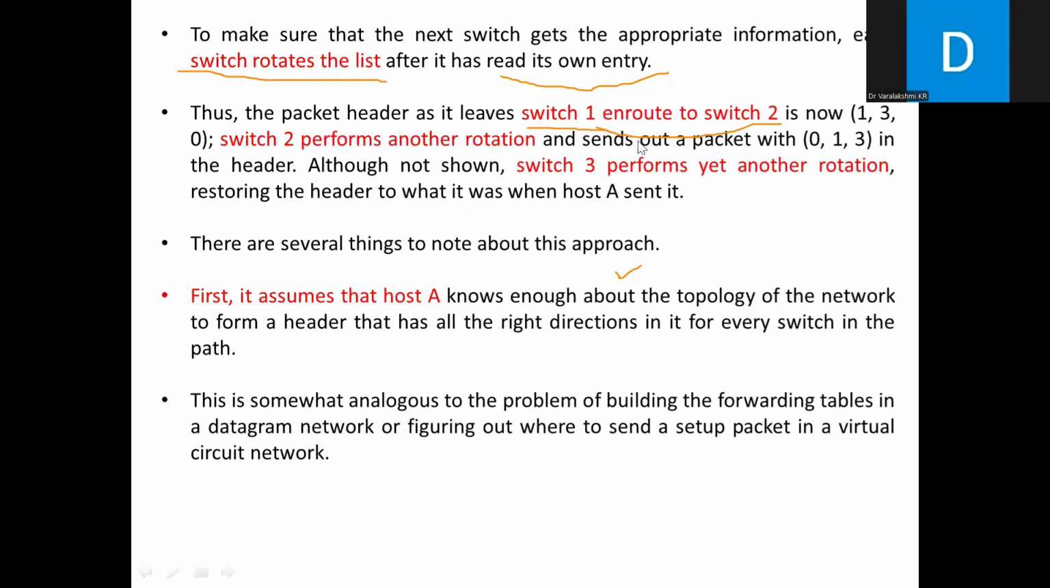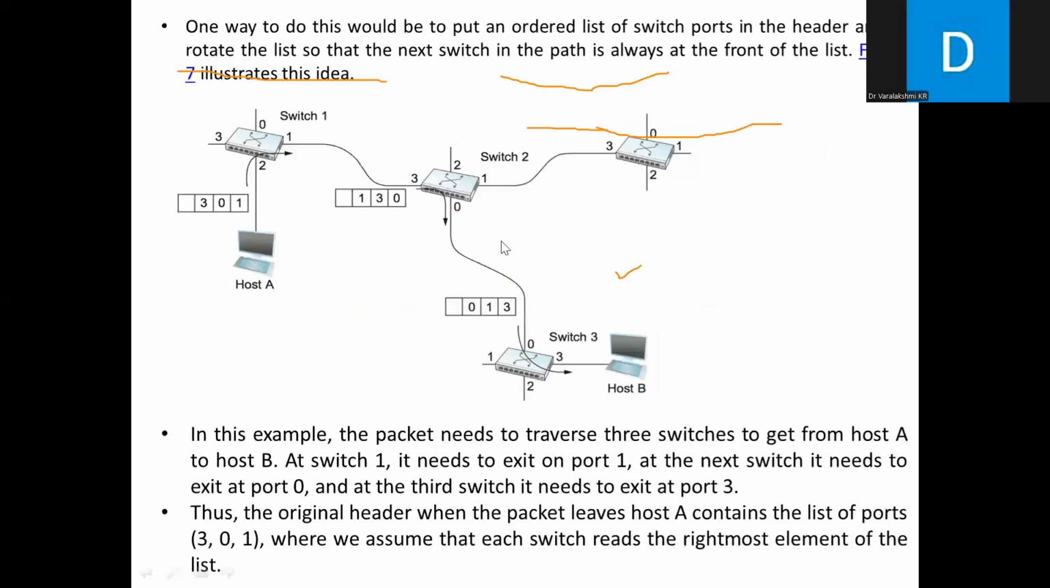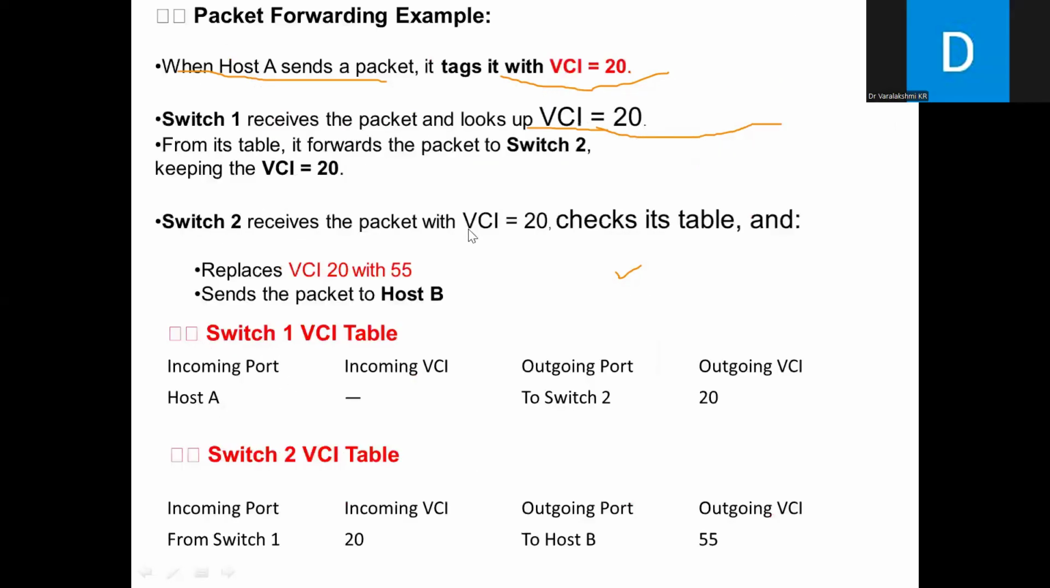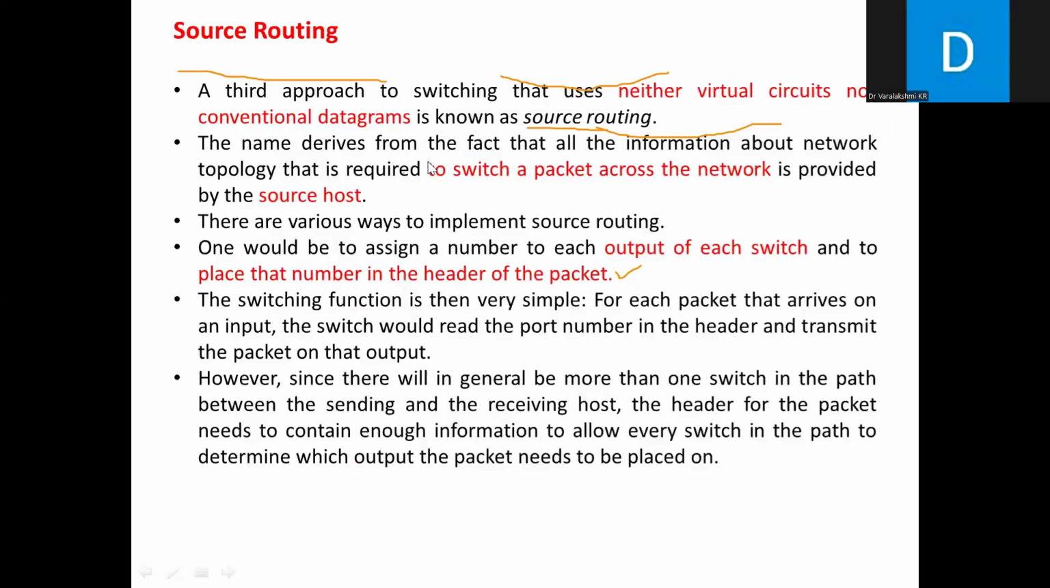Again switch 2 sends the packet, which has 013 in the header. Although not shown, switch 3 performs another rotation, restoring the header to what it was when host A sent it. This is basically how source routing works. This is the meaning of source routing. Source routing is neither a datagram nor a conventional network; it is like a virtual circuit.